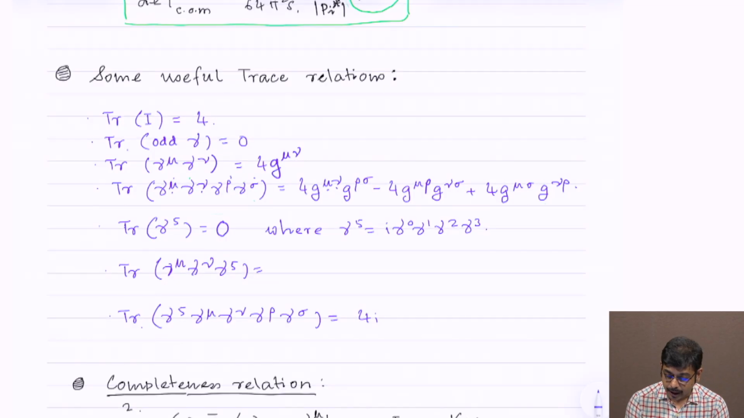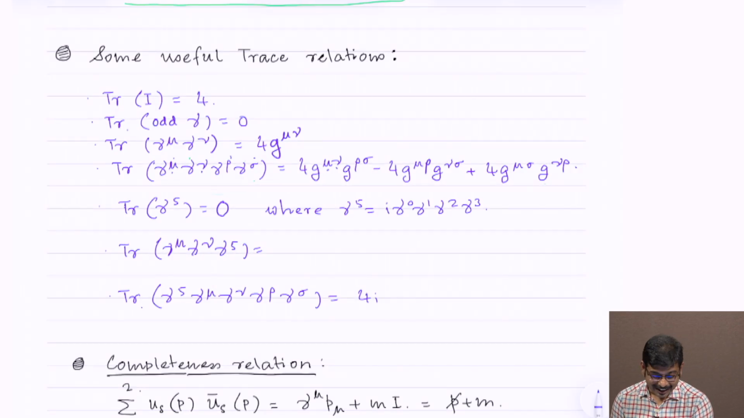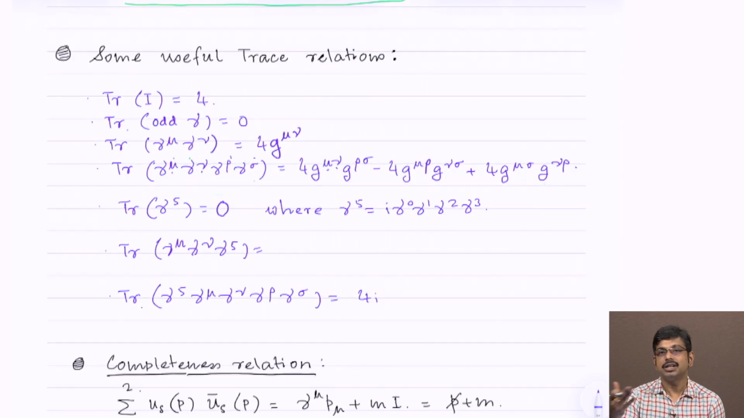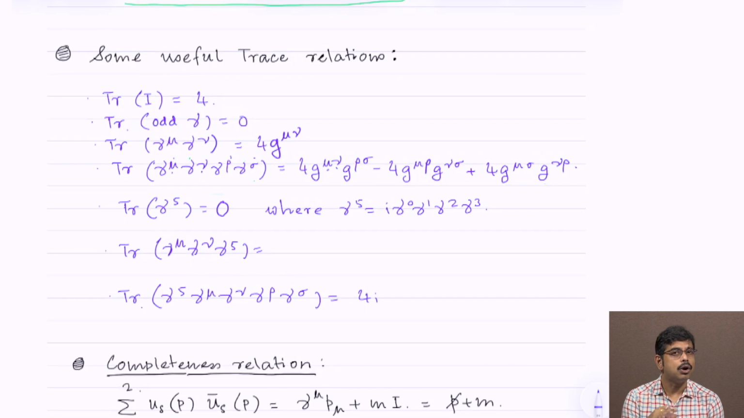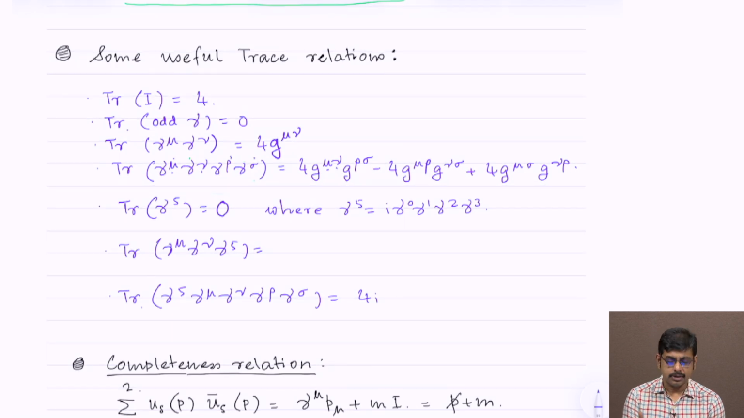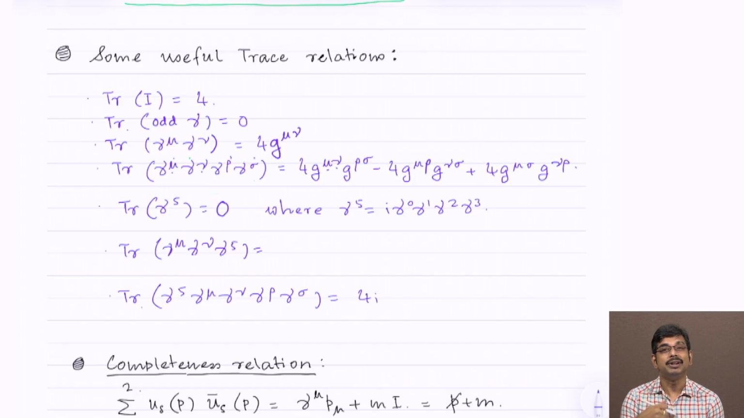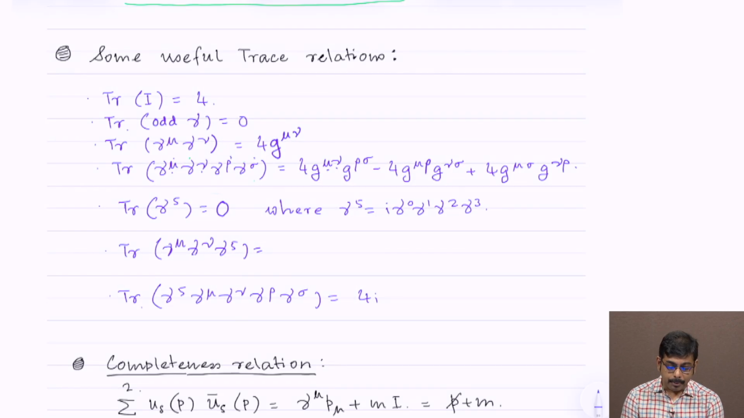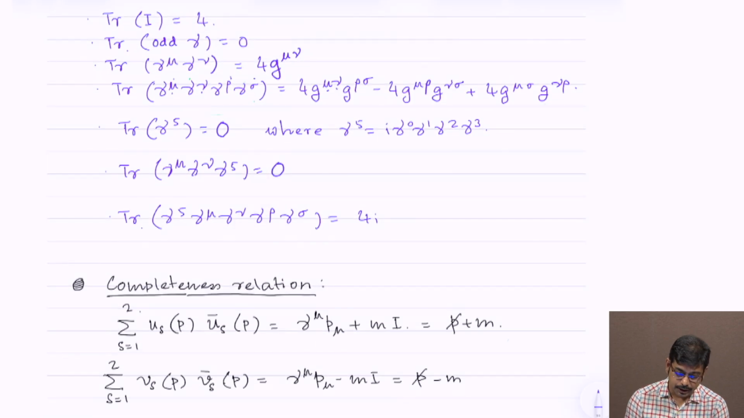What was gamma 5? You remember gamma 5 was i gamma 0 gamma 1 gamma 2 gamma 3, correct? And this was helpful in identifying the chiral projections of the Dirac fermions. So far in QED we do not require the trace of gamma 5 or any combinations of Dirac matrices with gamma 5, but we will require it when we discuss the weak interactions. The trace of gamma mu gamma nu gamma 5 is also equal to 0. This will also vanish.